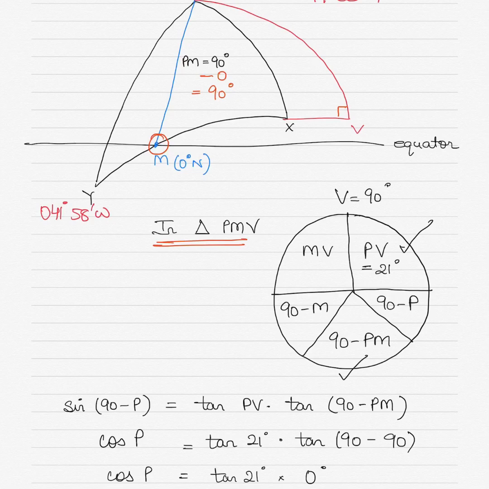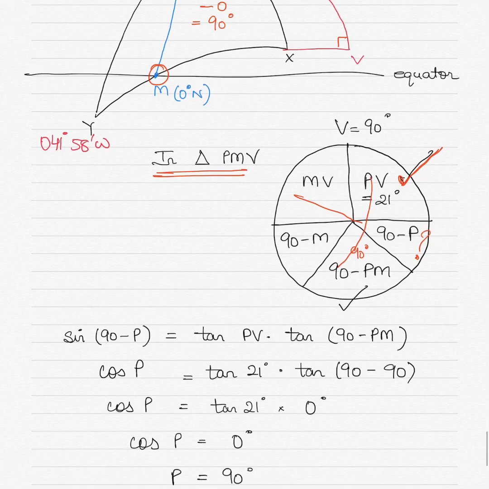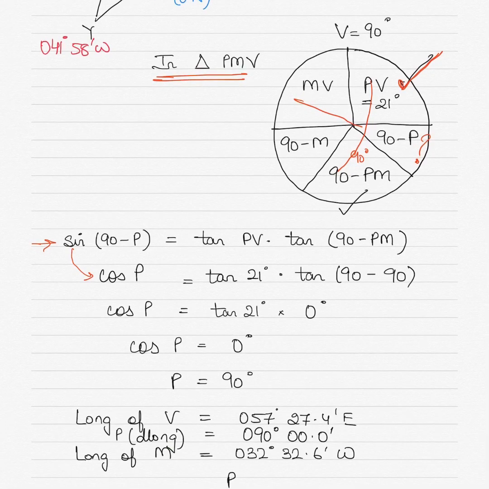V is the 90 degrees here. You know PM because it's 90 degrees. And you know PV, which is 21 degrees. You found it before when you were finding the latitude of the vertex. And what do you have to find? You have to find the longitude. To find the longitude, you have to find the d long between M and V, which is P. So this forms the equation using the ones you know and the ones you don't know. Sine of 90 minus P becomes the middle part, equals tan of the adjacent values. Sine of 90 minus P also becomes cos P, like I explained before. Then simply putting in the values, P you get is 90 degrees.